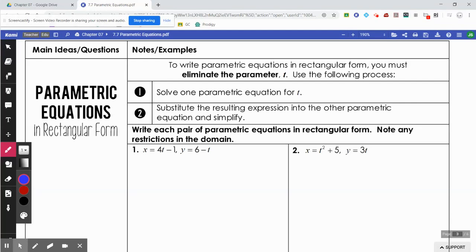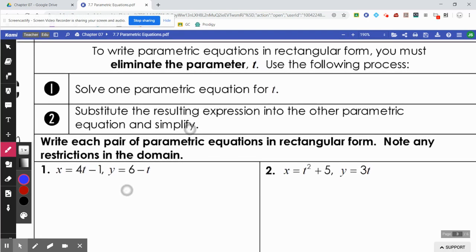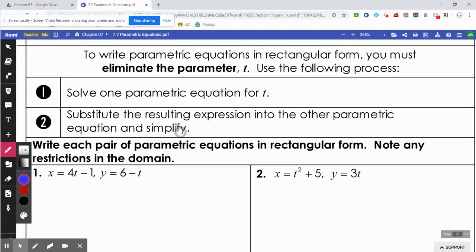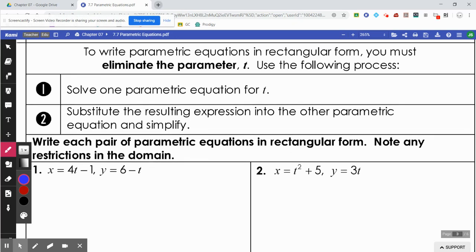Okay, in this video, we're going to be changing parametric equations back to a rectangular or an XY coordinate system form. It's very simple. It's going to remind you a lot of substitution when we're solving a system using substitution. Pretty much the method is going to be very, very similar to that. And here are your rules. To write a parametric equation in rectangular form, you must eliminate the parameter. So again, very much like substitution elimination.